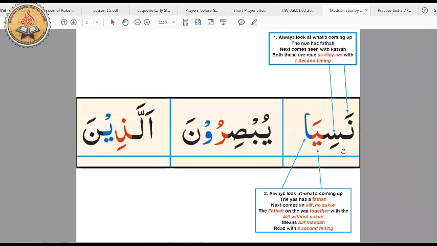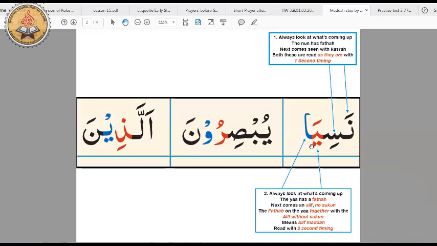Nasi. Nasi, well done. Very short, very quick. Nasi, excellent, well done. Now, again, always look at what's coming up. What letter is this? Ya. And what is on top of the ya? A fatha. What comes next to it? An alif madda.